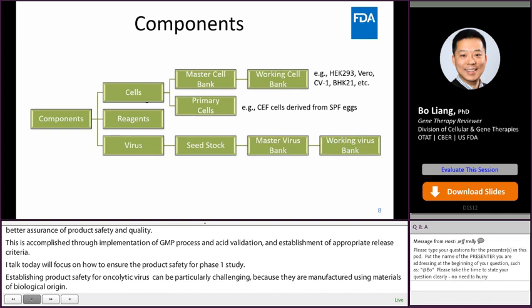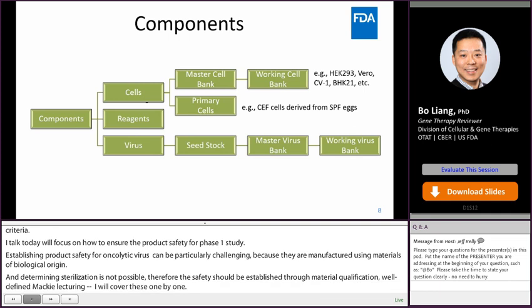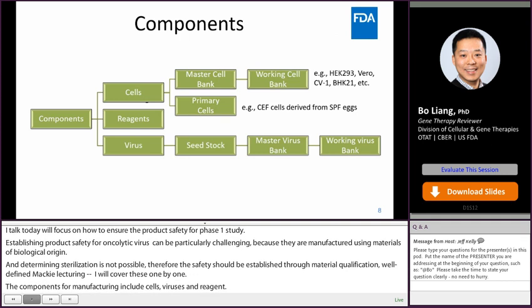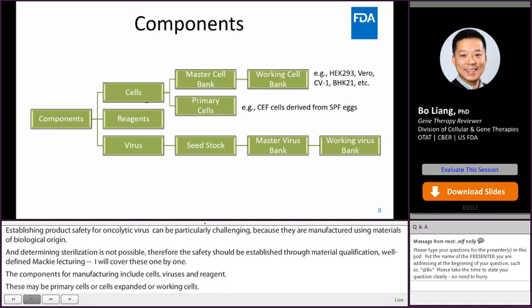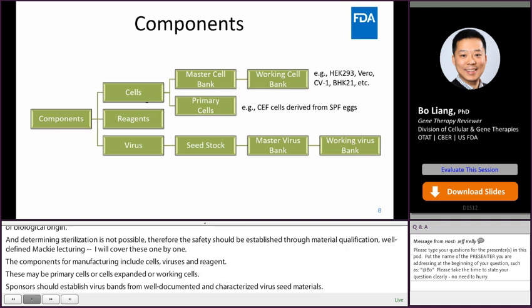The components for manufacturing include cells, viruses, and reagents. Cells may be primary cells or cells expanded from a master or working cell bank. Sponsors should establish their virus banks from well-documented and characterized virus seed materials. We encourage sponsors to spend a great effort in establishing well-characterized and well-qualified bank materials, because once established, these materials can be used for a long time in your product development.